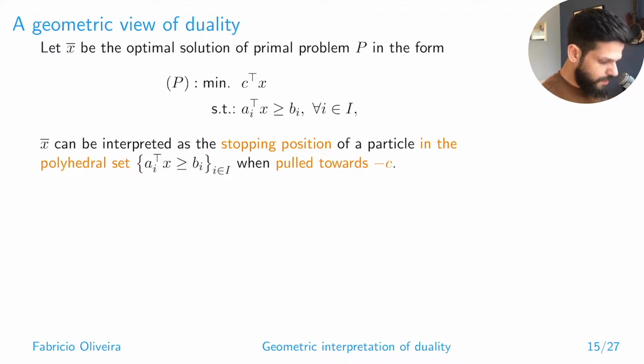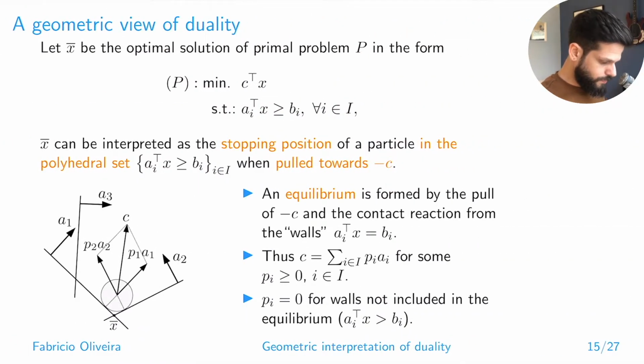So one interesting way of thinking about what duality actually means is associated with this notion of having a particle, like an object, that is being pulled towards the direction minus C, because we're minimizing, in the opposite direction of the vector C. It works like we're pulling it within this polyhedral set formed by these constraints. And once we pull it to a point, it gets stuck within the polyhedral set. To put that in a picture, it would look like so.